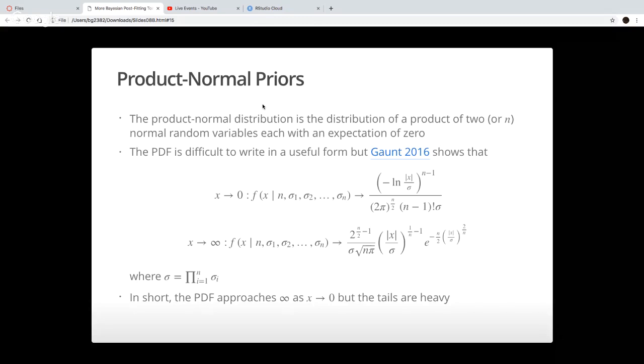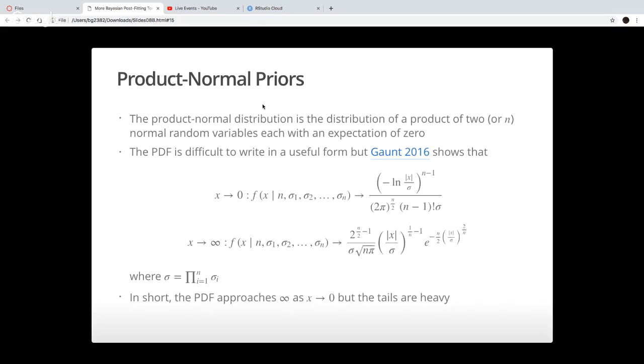On the second homework, we learned about the distribution of the ratio of two normal variables. This is the distribution of the product of two, or in general, little n normal random variables, each of which has an expectation of zero. And this PDF is not easy to write down in any sort of useful form. It generally involves the Meijer G function, which I won't subject you to.